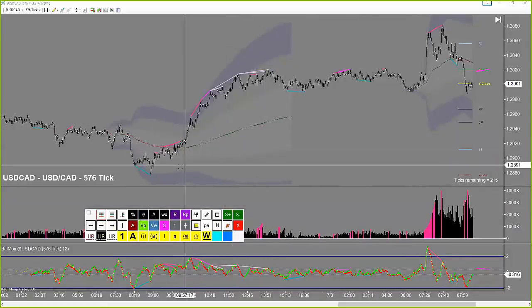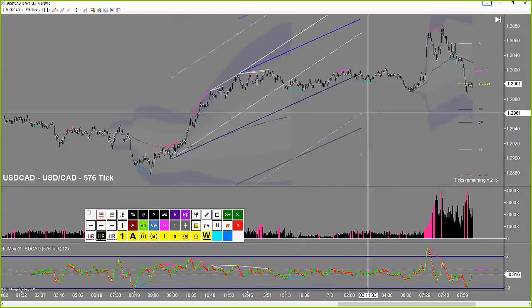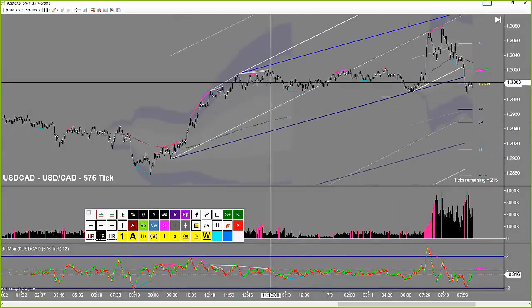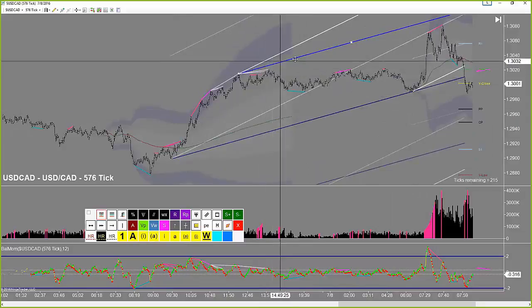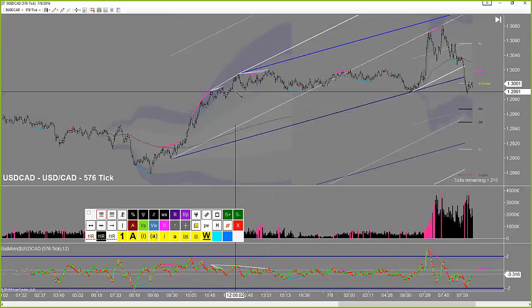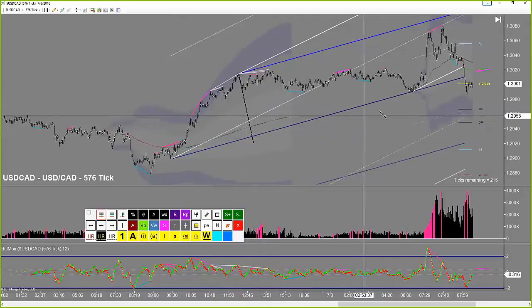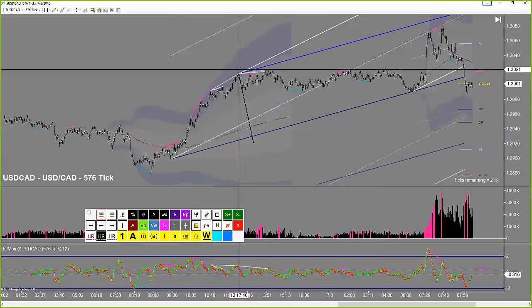So when we draw this, we're connecting from the starting point and the end point. And that auto line right here that's drawn automatically is going to anchor at the widest point perpendicular to the slope of this channel. And that happens to be this swing high.